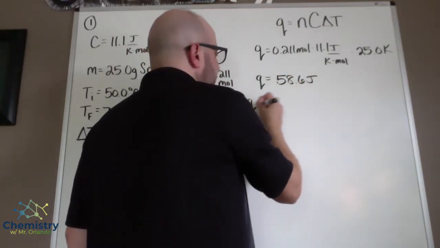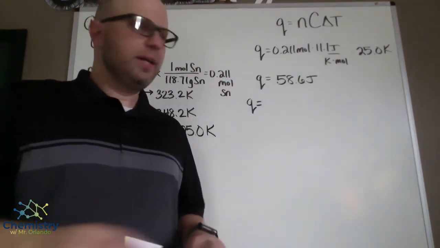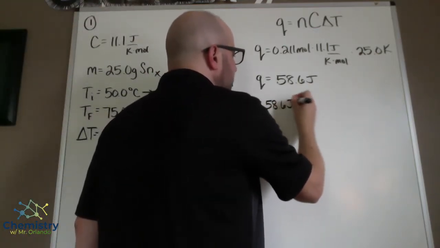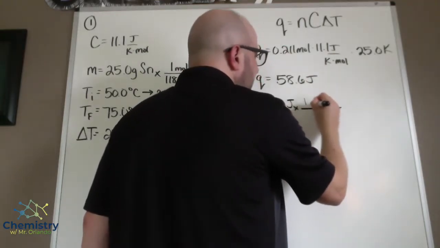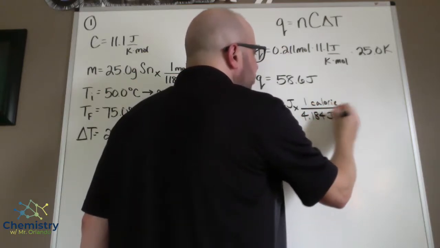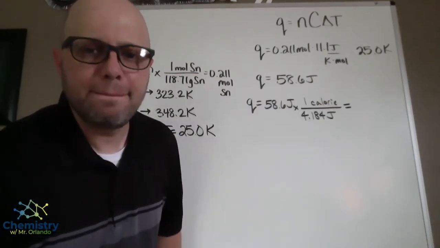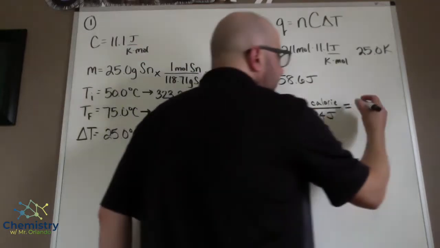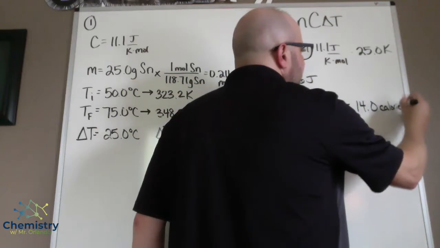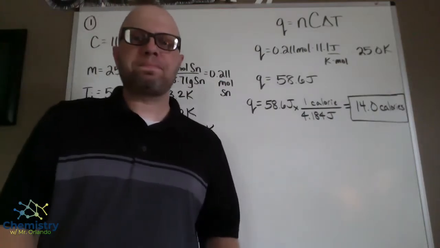And one of the things that I forgot to put on the answer sheet was when you convert 58.6 joules into calories, remember that 1 calorie is equal to 4.184 joules. So you get an answer of 14.0 calories. So that is our final answer.